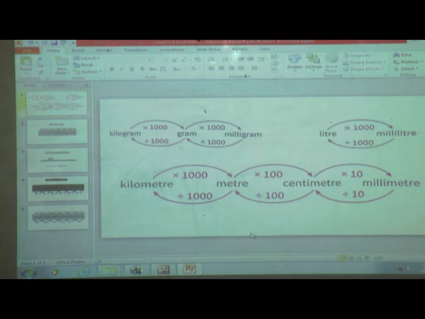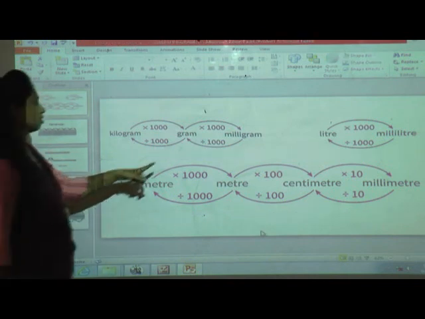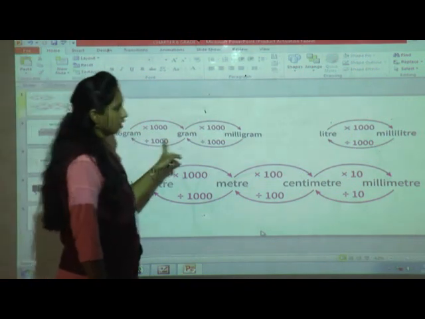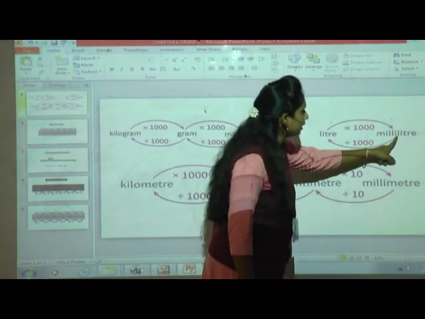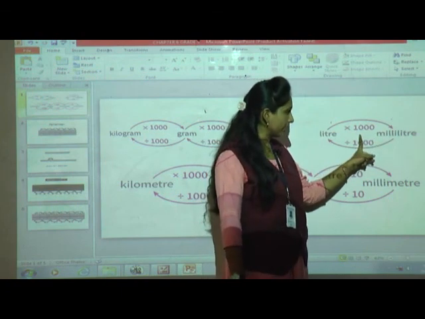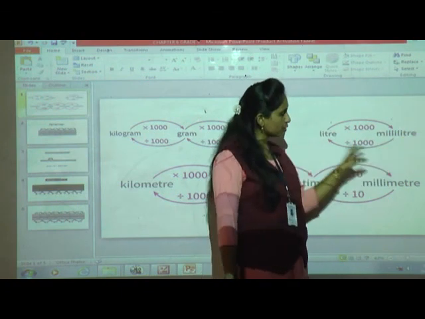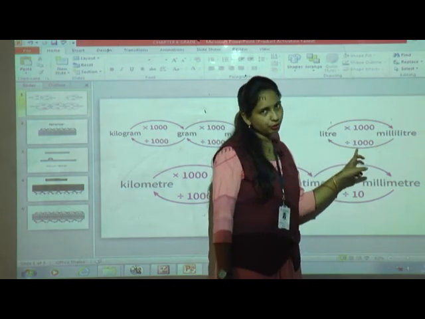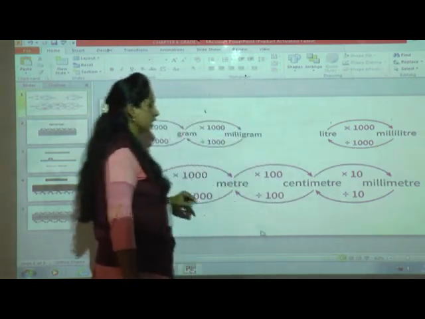We have to divide by 1000, and gram into kilogram means again divide by 1000. See, liter to milliliter, if you want to convert, you will multiply, and from lowest to highest you want to find out, milliliter to liter, you will divide by 1000.